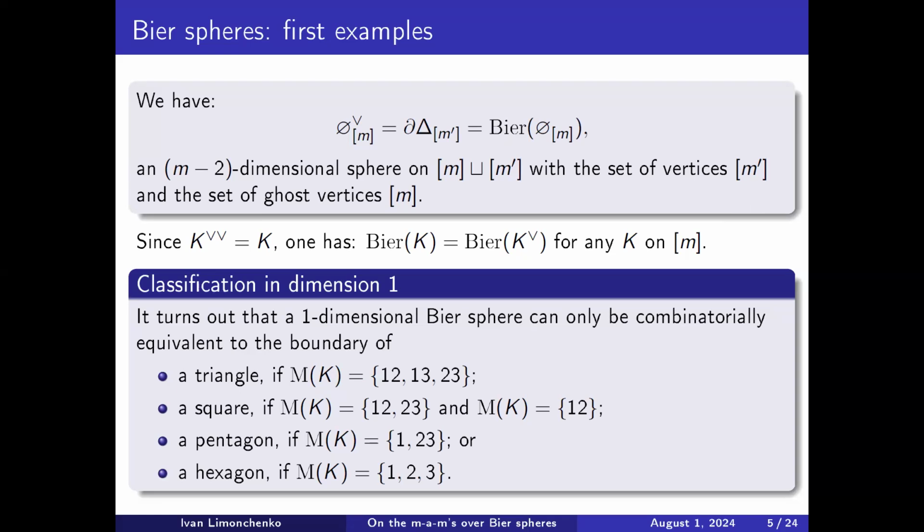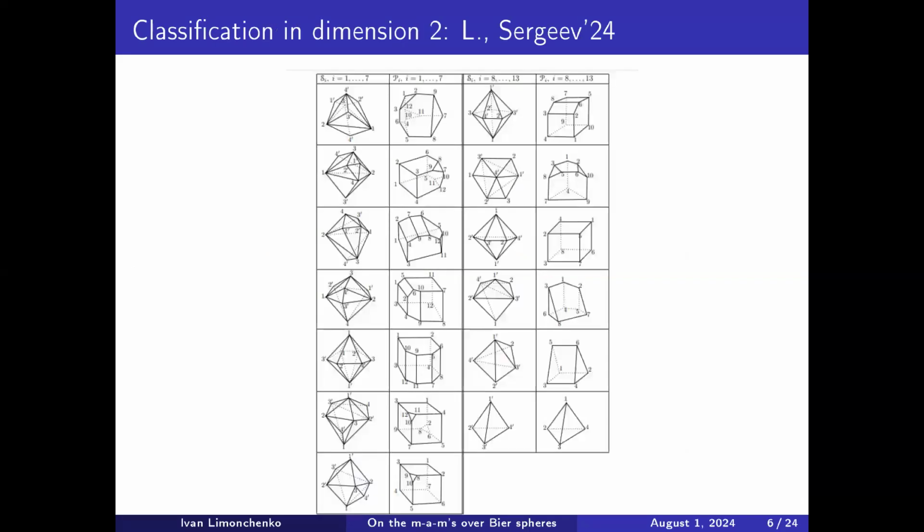And it also has a deep meaning, actually. We will see it. But here is the classification in the second dimension. Together with my former student, Matvey Sergeyev, we did all possible combinatorial types of two-dimensional Bier spheres. So we know that in dimension 2, the simplicial Steinitz problem has a positive solution. I mean that any two-dimensional simplicial sphere is polytopal. It's the boundary of a certain simplicial convex polytope. And you see those 13 polytopes right here in this table.